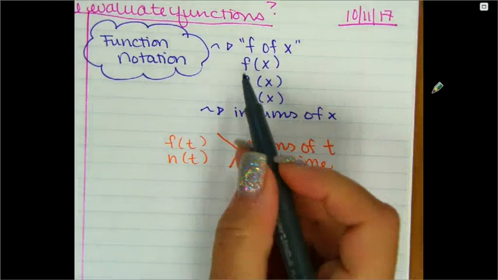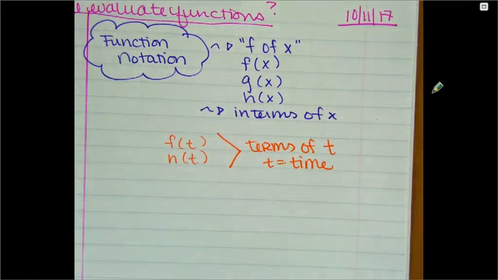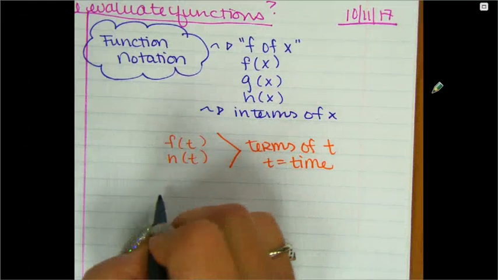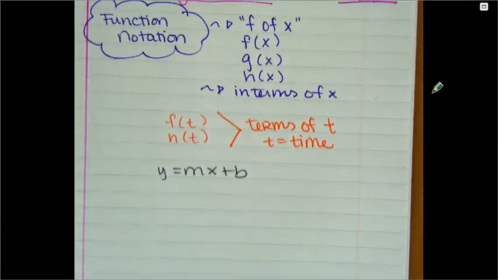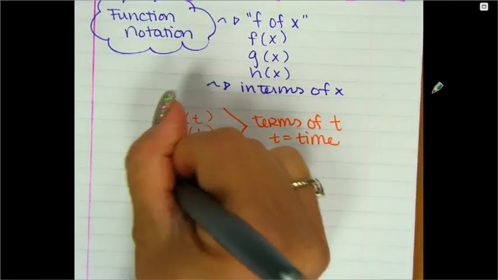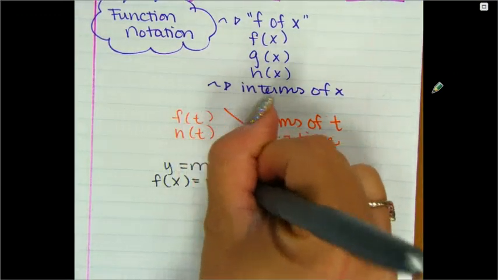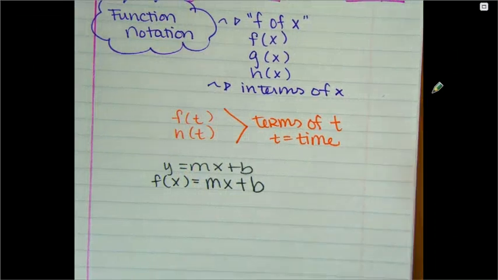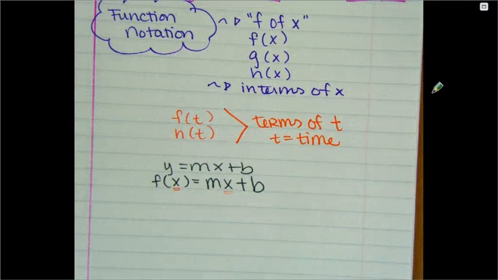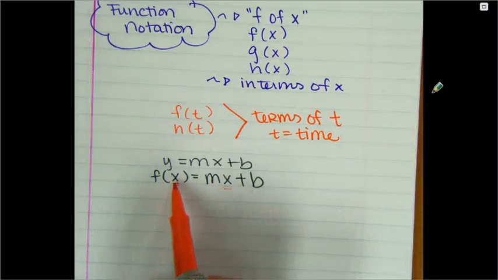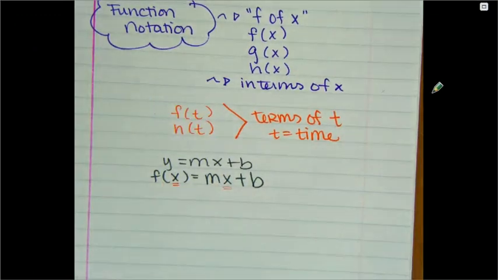Has anyone seen this before? Yeah? Okay. You've also seen y equals mx plus b, correct? Okay, we're not going to use y equals mx plus b. We're going to use f of x equals mx plus b. We put the f of x because the f of x is representing the y in the equation. Okay? So the f of x is representing the x in the equation.